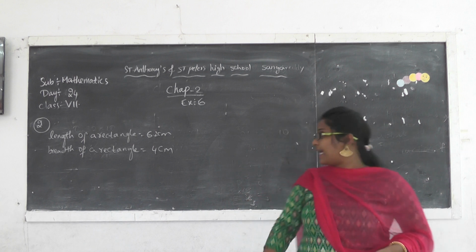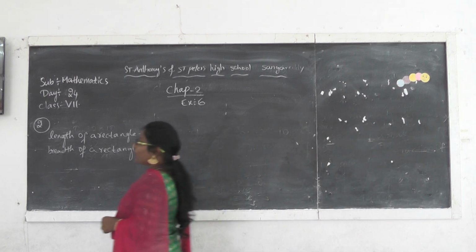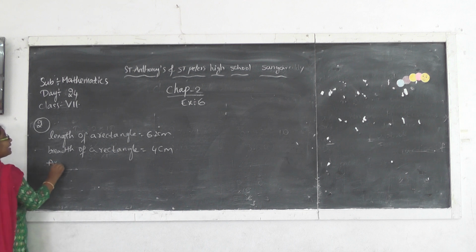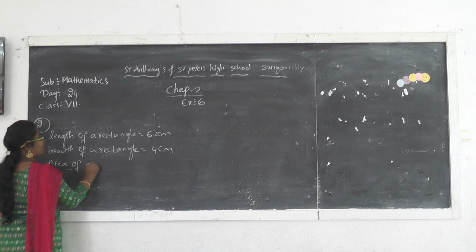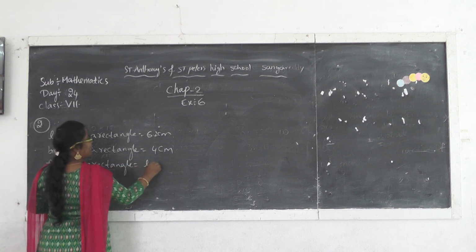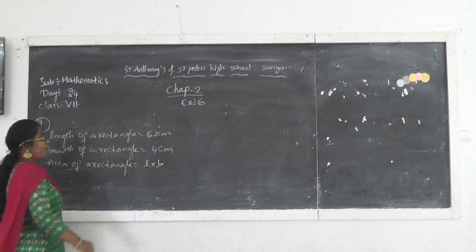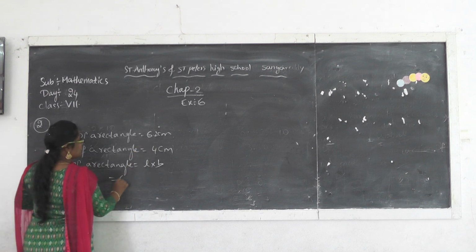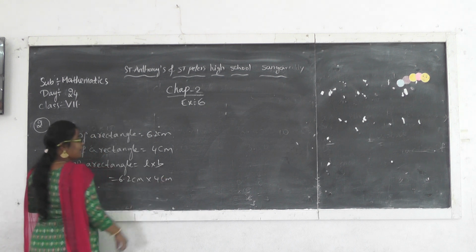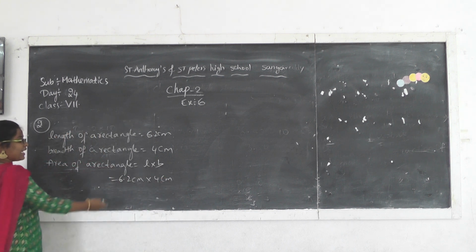What is the length of the rectangle? 6.2 centimeters. What is the breadth of the rectangle? 4 centimeters. Now what we have to find? Area of a rectangle. What is the area of rectangle formula? L into B. What is the L value here? 6.2 centimeters. What is the B value? 4 centimeters. So how will we do the multiplication?